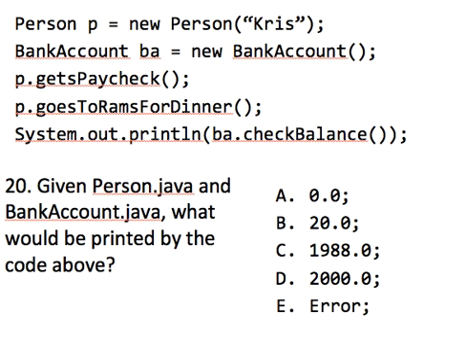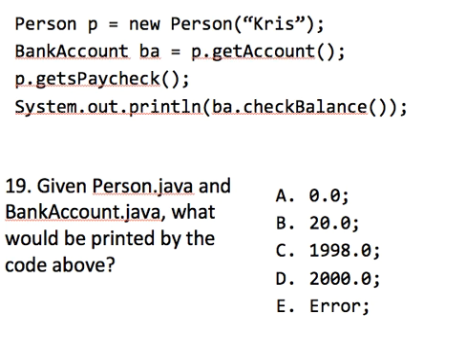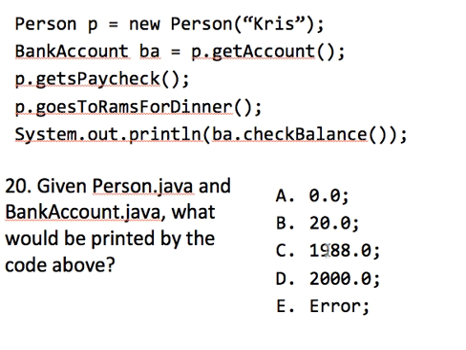And so this is kind of to drive home the point that when you construct a new instance, you're actually setting up a different set of variables, its own instance variables, where its balance is 0, even though the person's balance actually would correctly be 1988. If we had instead written here, p dot get account, just like we had on the previous slides, then the correct answer would have been C.